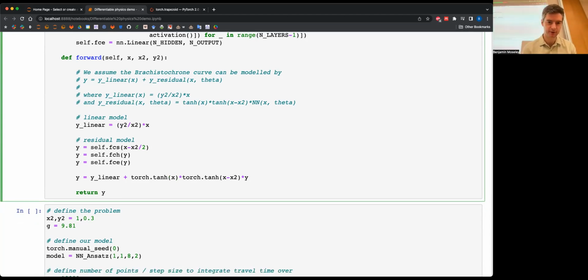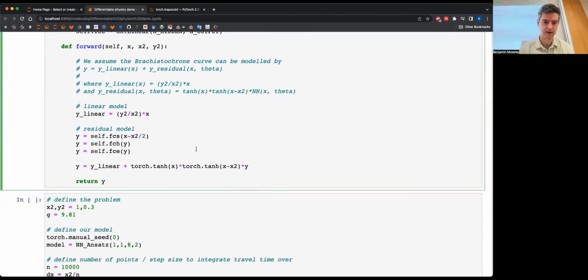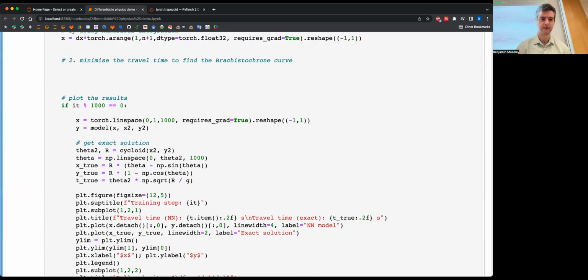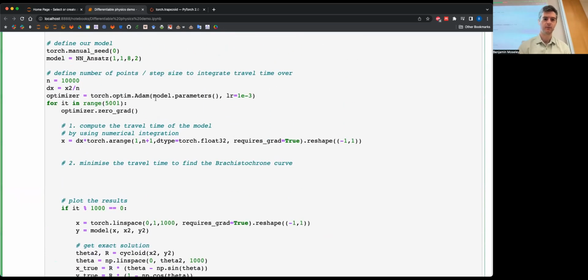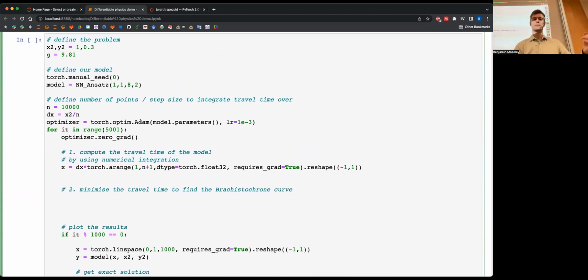Let me just have a look and make sure this is correct. It seems good to me. Yep, I think that's okay. So we'll run that. And so then what I've got here is just a basic training loop.